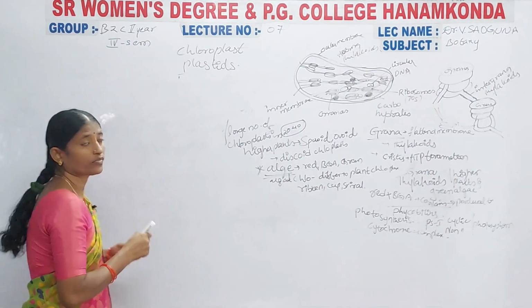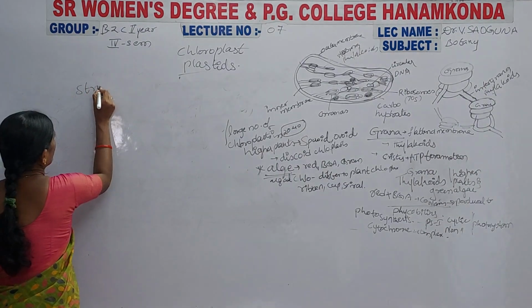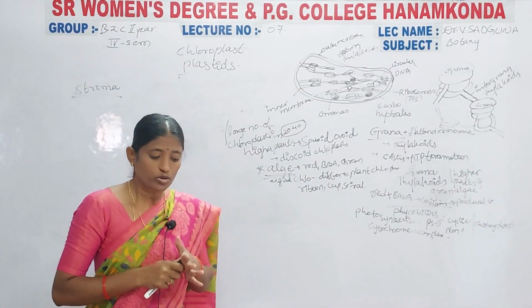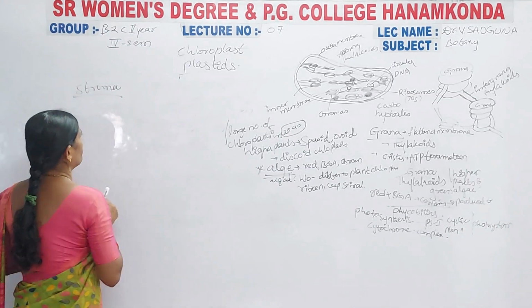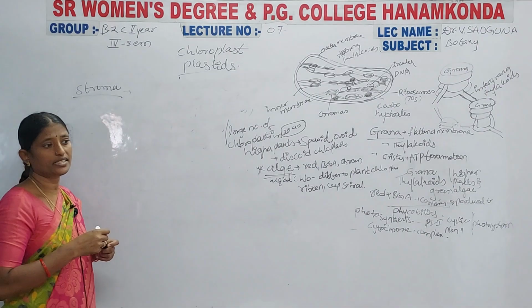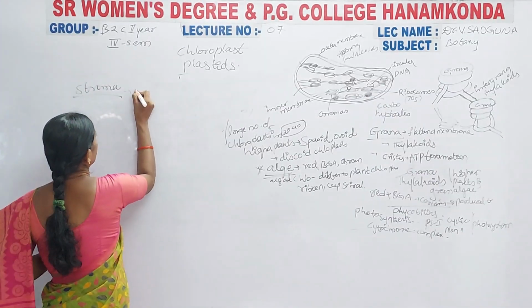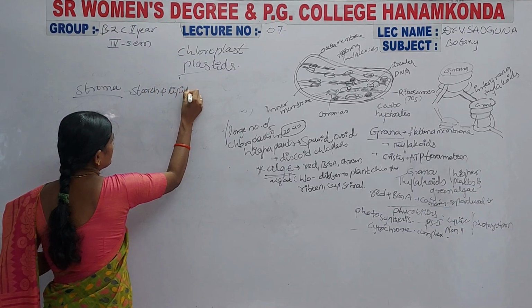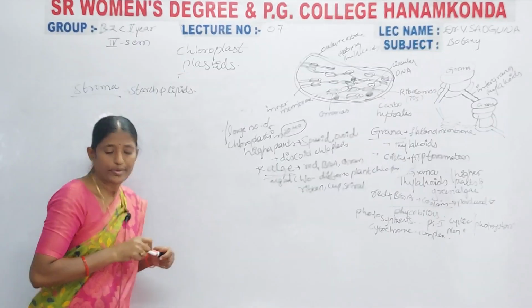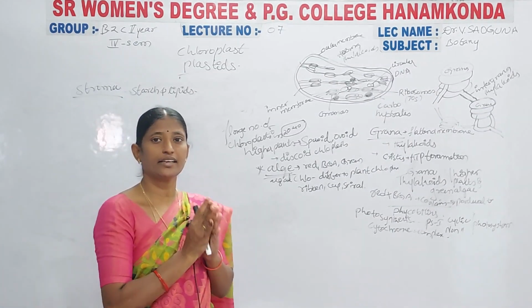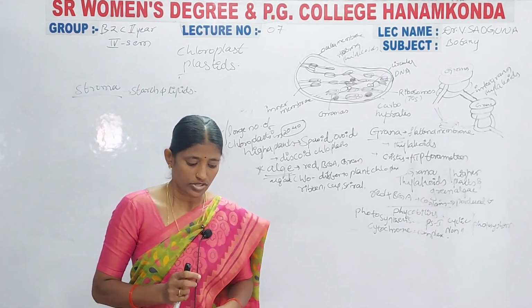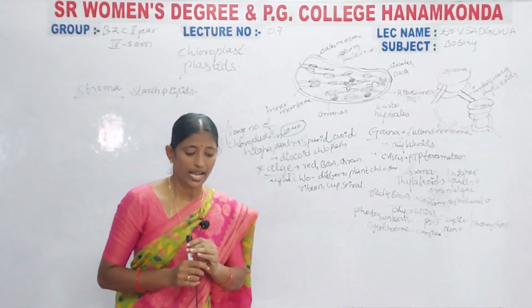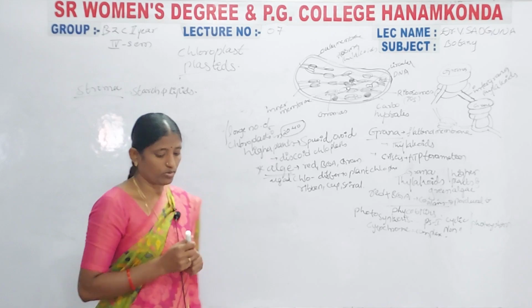Stroma. The stroma consists mostly of starch and lipids. In almost all higher plants, the chloroplast stroma also contains large granules.